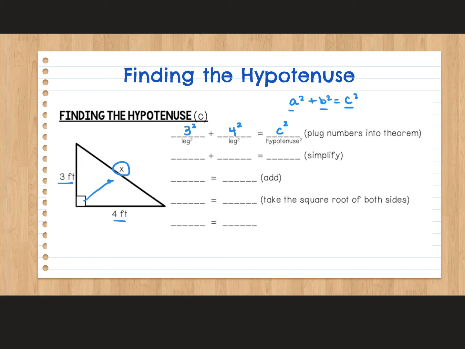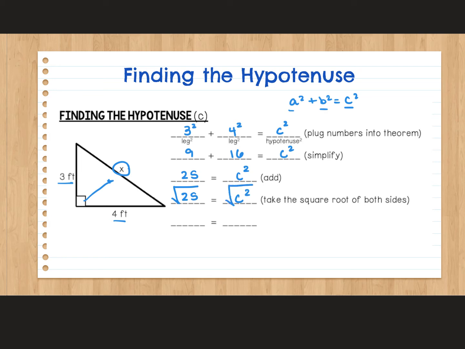All right, so now what we're going to do is simplify. So we know that 3 squared is 9, 4 squared is 16, which is equal to c squared. We're going to go ahead and add 9 and 16 together, which gives us 25 equals c squared. Now we're going to take the square root of both sides. So I have 25 and I'm taking the square root of 25.